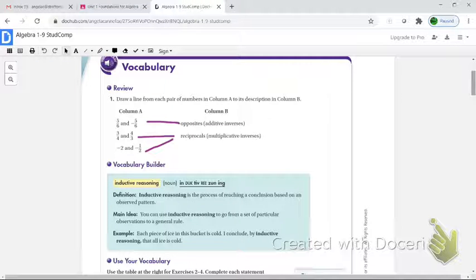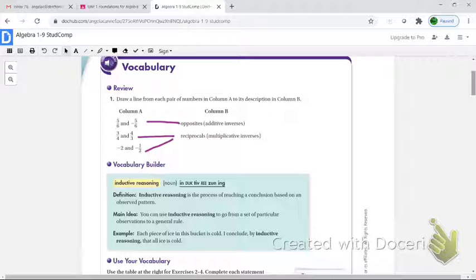Okay, we're going to be looking at a different type of reasoning, perhaps than you've used before. Maybe you have used it or just don't know the name of it. Inductive reasoning is the process of reaching a conclusion, or what we might call an educated guess or a hypothesis, based on what we observe or based on an observed pattern. So it's a conjecture based on what we see.